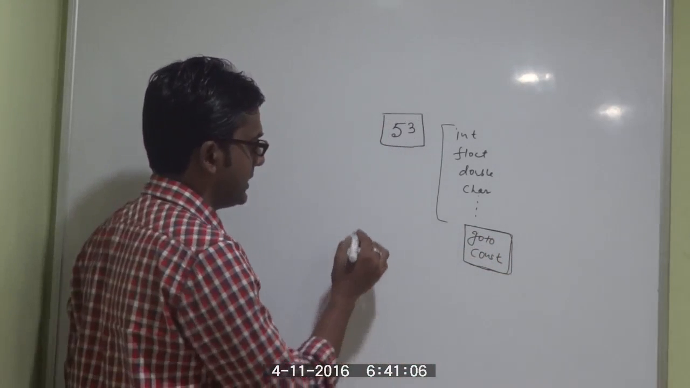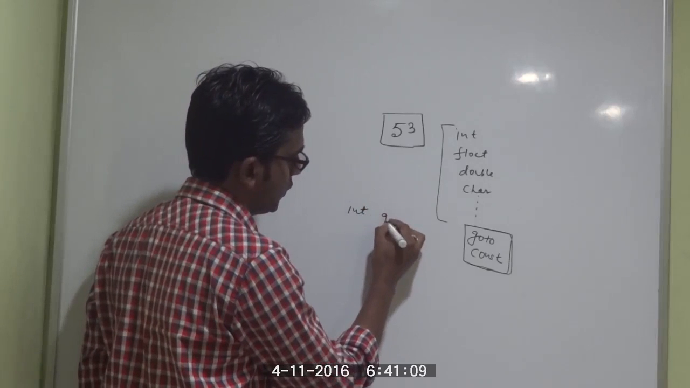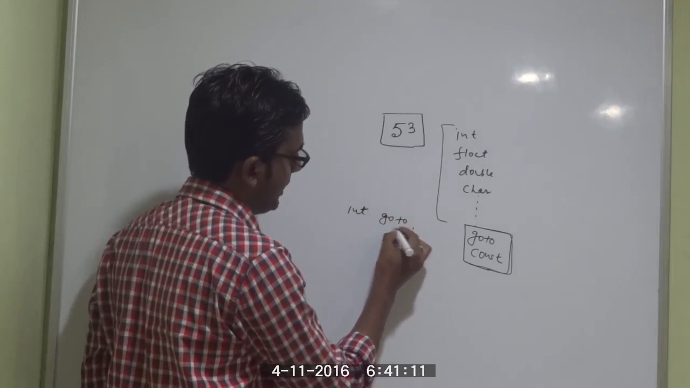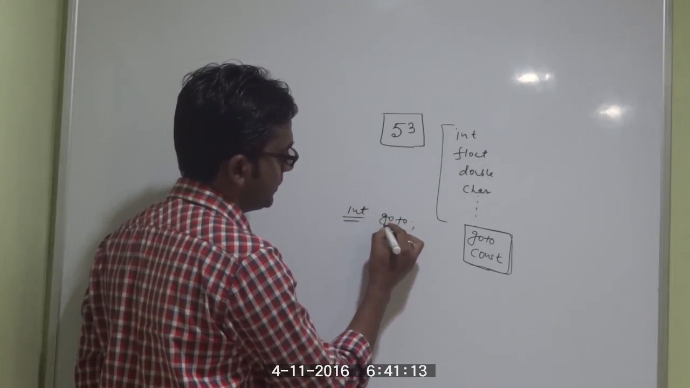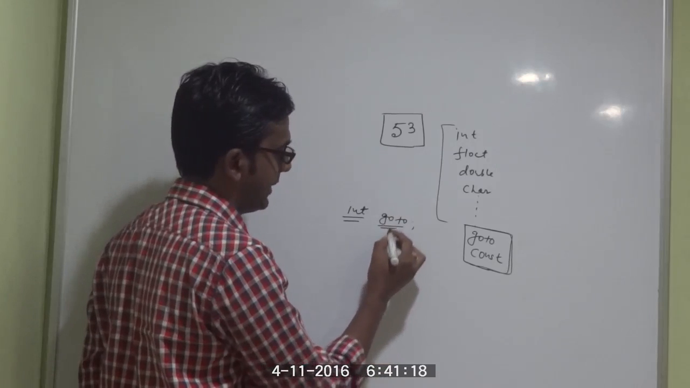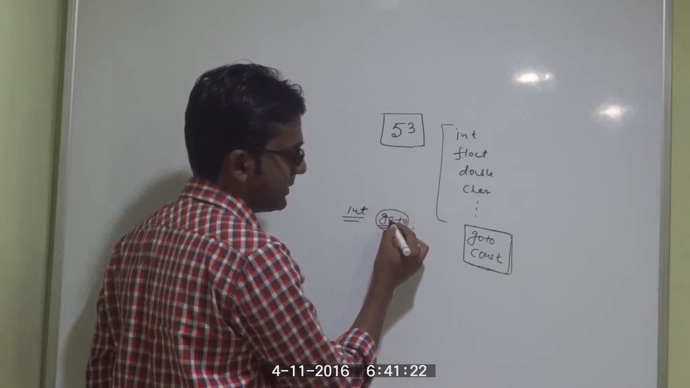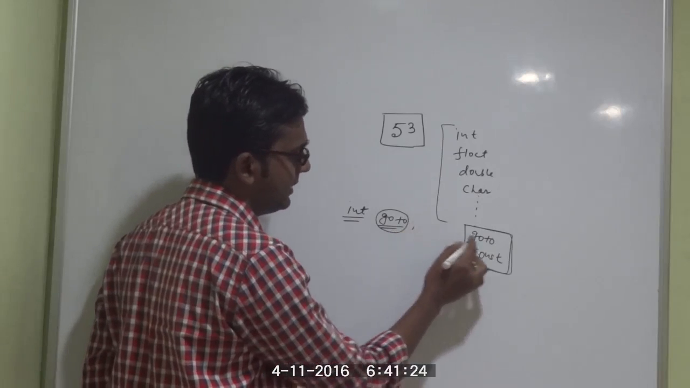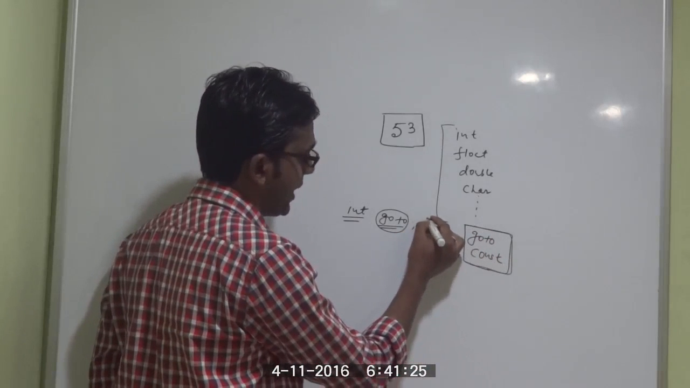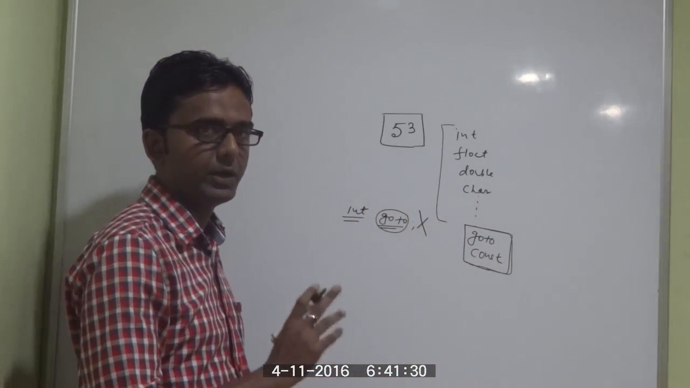For example, if you are writing int goto, int is nothing but the data type, and goto is the variable name. Variable name means identifier. Now what I am doing is using this goto keyword as an identifier name. Still goto is not used in Java, but you cannot use this as an identifier. This will generate a compilation error. You need to remember this thing.